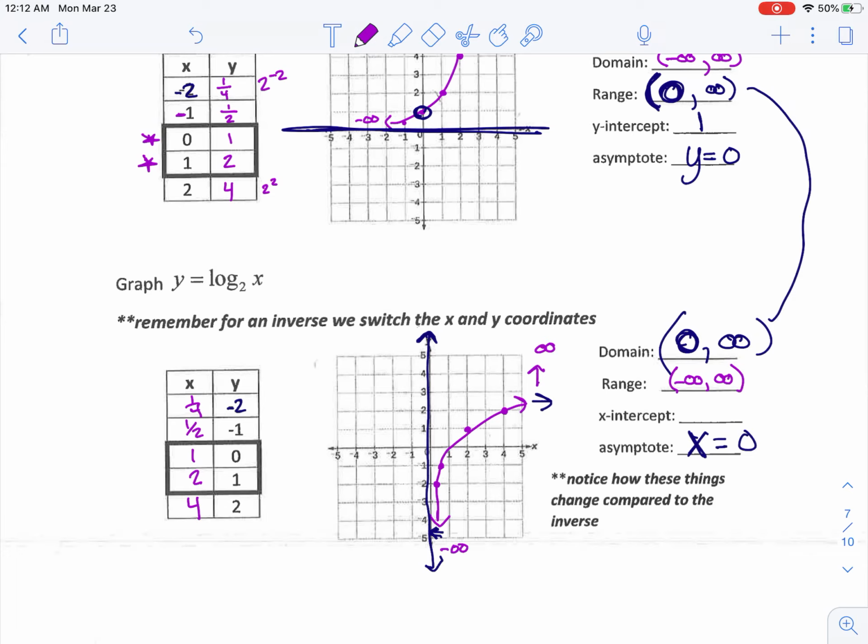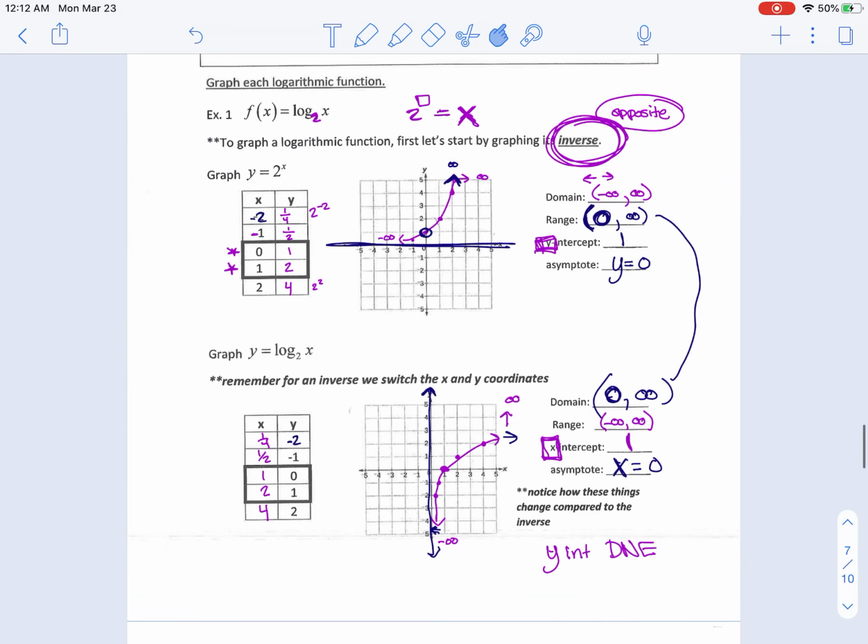Okay, then notice I didn't ask you about a y-intercept anymore. This time I asked you about an x-intercept. That's because my x's and my y's are switching. I actually have no y-intercept. My y-intercept does not exist. Okay? So my x-intercept here is at that 1 point. Notice it matches. Okay? So these are really interesting.